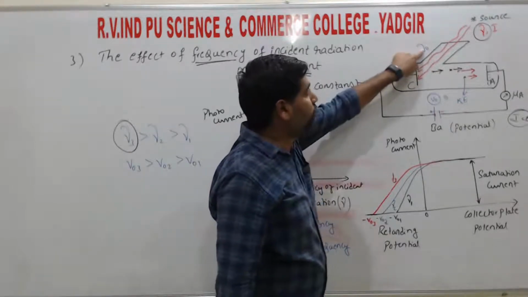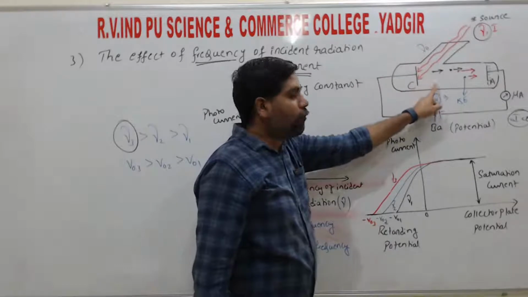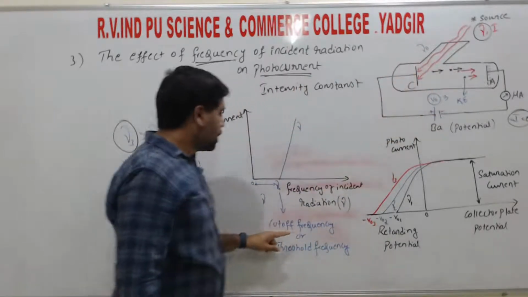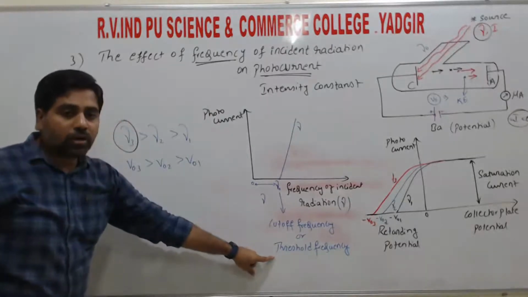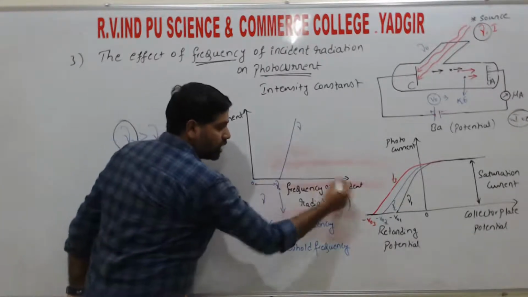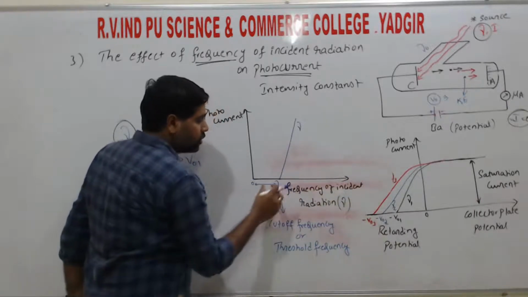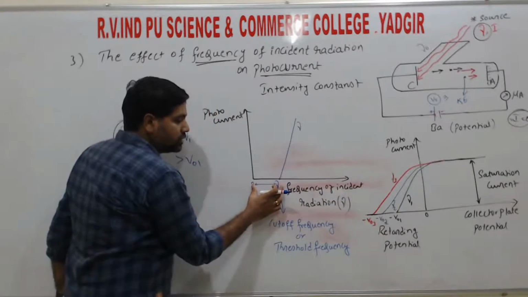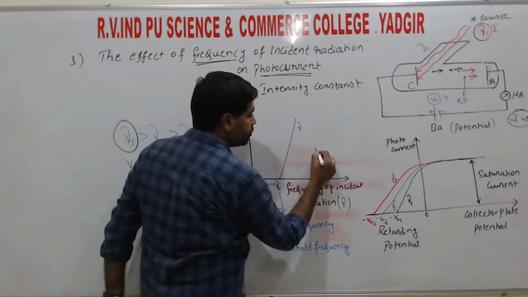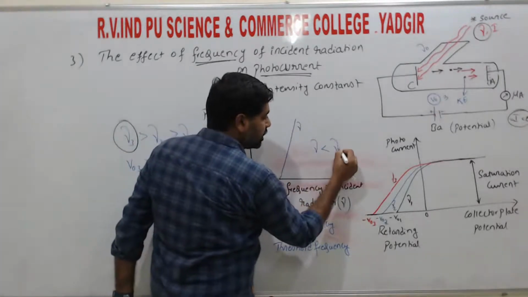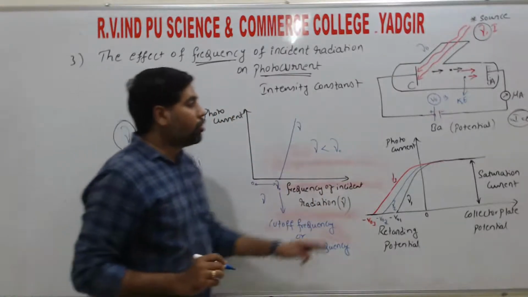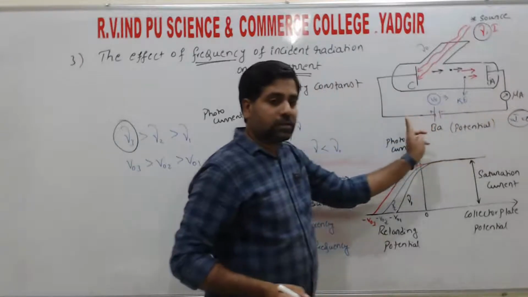So below this frequency there will be no photo emission, right? This frequency we call the cutoff frequency or threshold frequency. From here to here we have a lot of frequencies. For a frequency nu between 0 and nu naught, that is less than the threshold frequency, there will be no current flowing in this circuit.